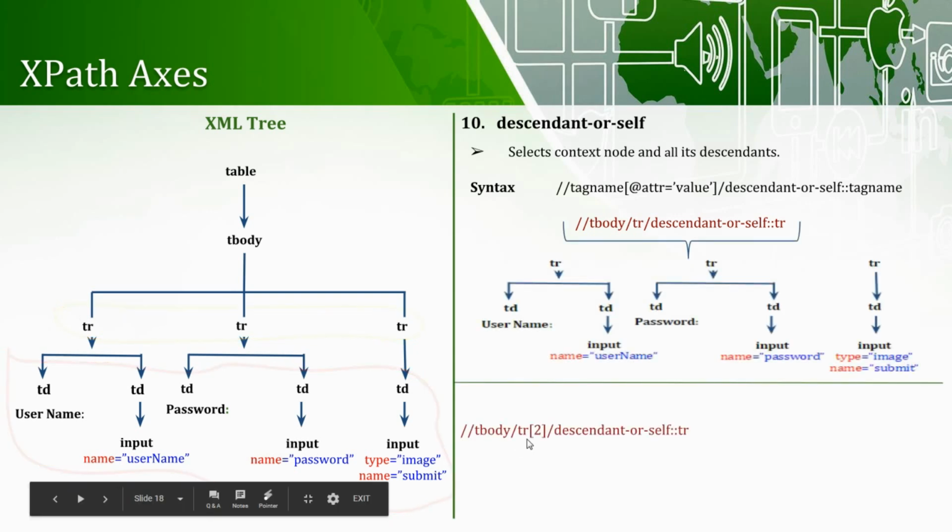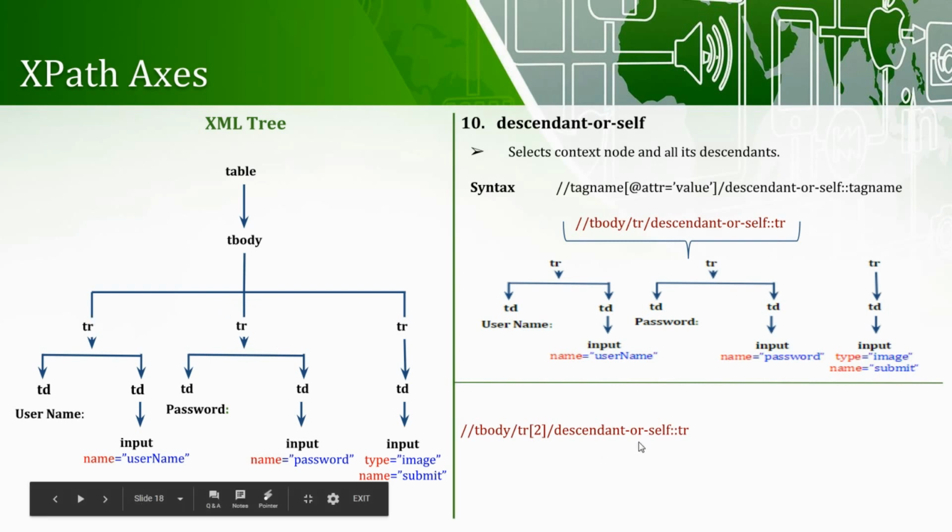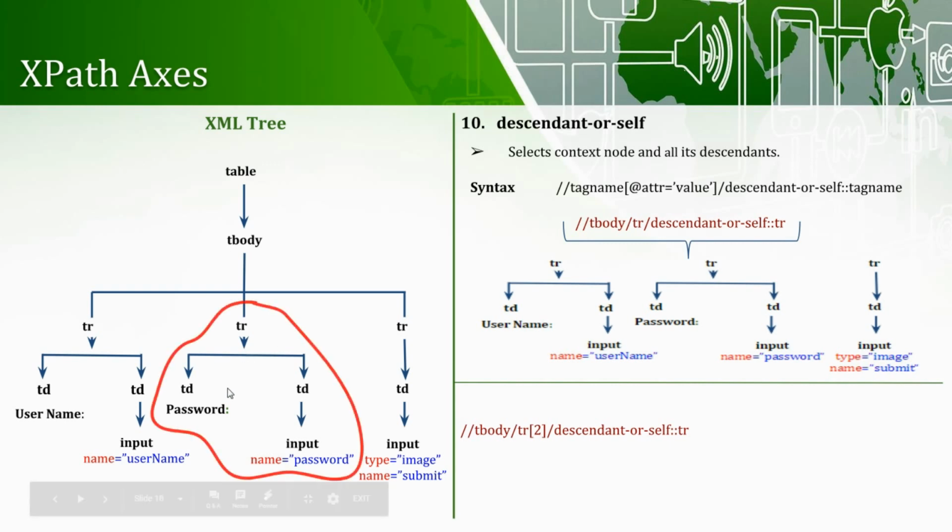Let's consider one more example. In this example I am saying /tbody/tr[2]. Now this is tbody. Then I am saying tr[2]. So now this node will be our current node or context node. Then I am saying descendant or self. When I said descendant or self, the descendant of this is td and the self node. So this will be the output of descendant or self. Then I am saying tr. So within this loop, this node has the tr tag. So this node will be the output.